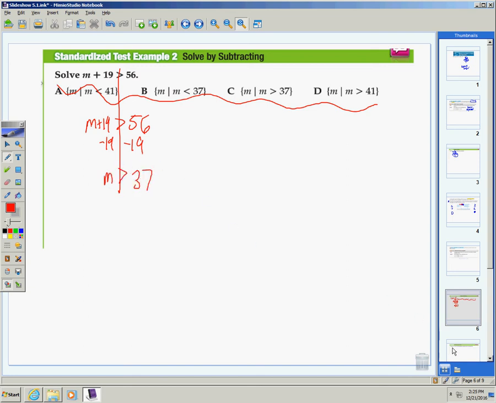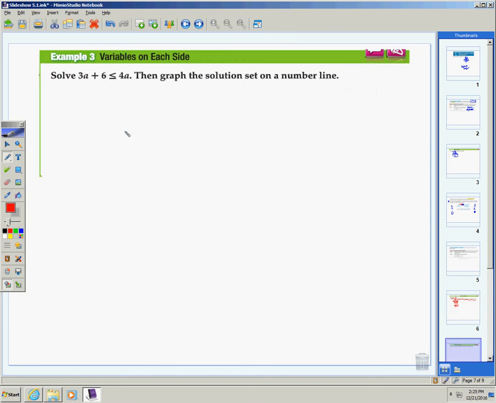Looking at example 3, here I've got a variable on each side. What in the world are we going to do when we have a variable on each side? Well, it's exactly the same as if we had an equation with a variable on each side. We need to get it to one side. I'm going to subtract 3a from each side, which will give me only a's on the right side. So now I get 6 is less than or equal to a.